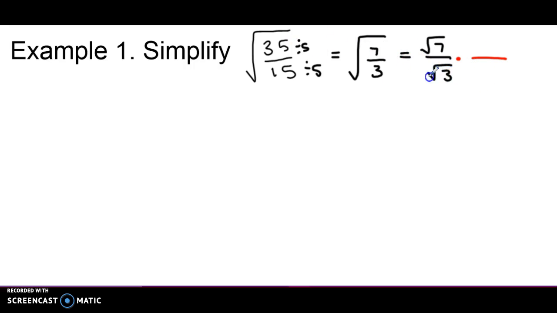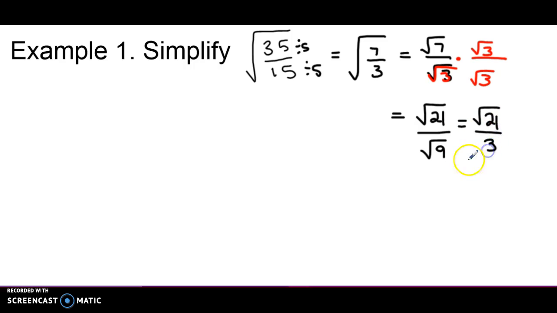So for example, the radical in our denominator right now is square root of 3. So I'm going to multiply both the top and the bottom by the square root of 3. What that's going to do, on the top, it'll be the square root of 7 times the square root of 3, which gives me the square root of 21, over the square root of 3 times the square root of 3, which gives me the square root of 9. Well, the square root of 9, we know what that is, so what we end up getting is the square root of 21 over 3. And this is my final answer.